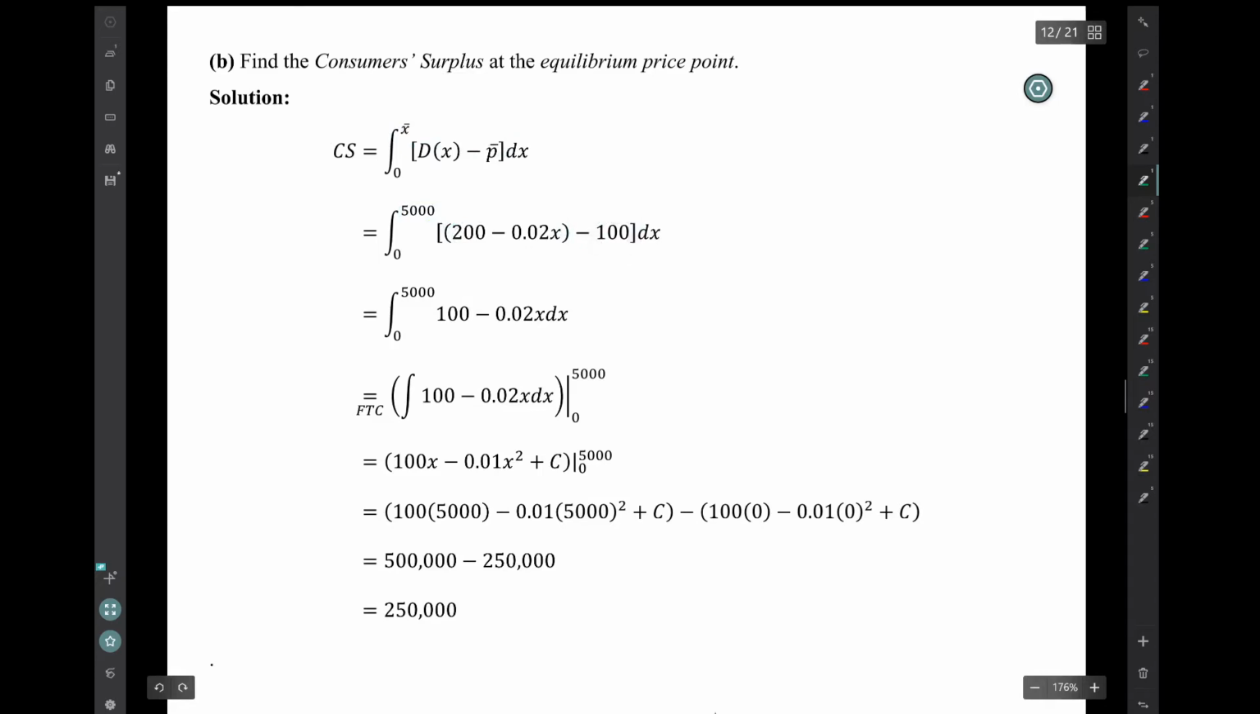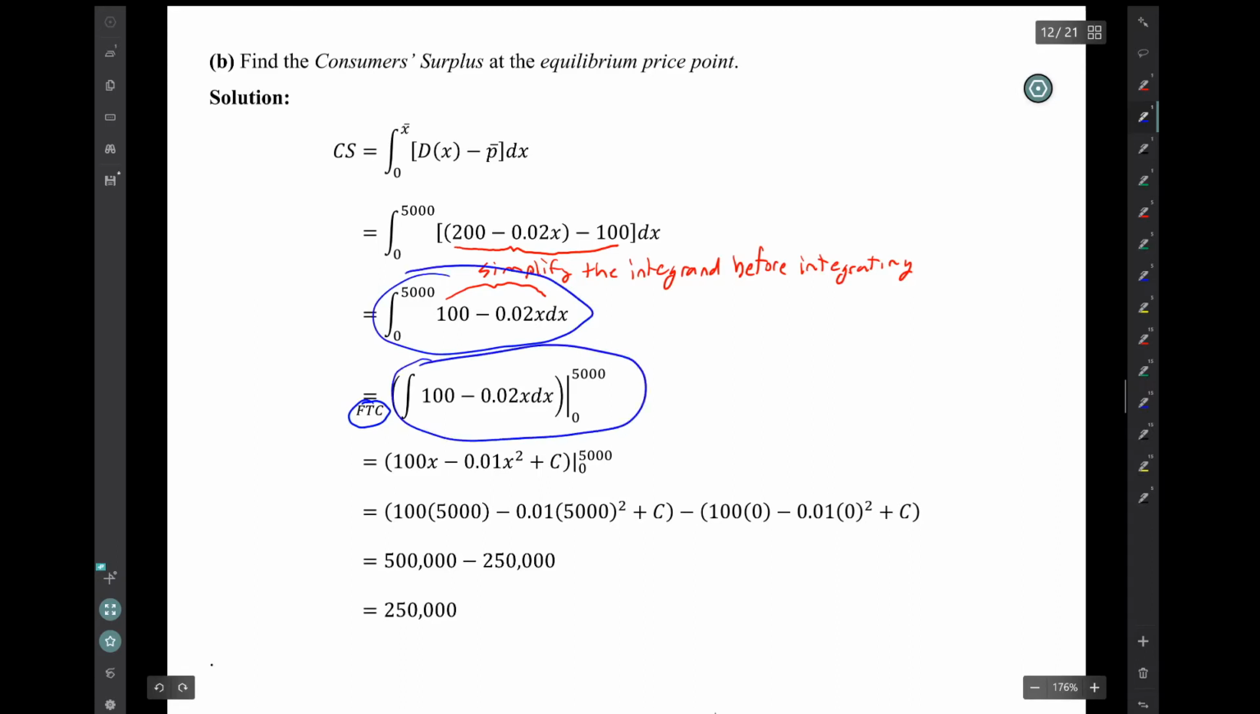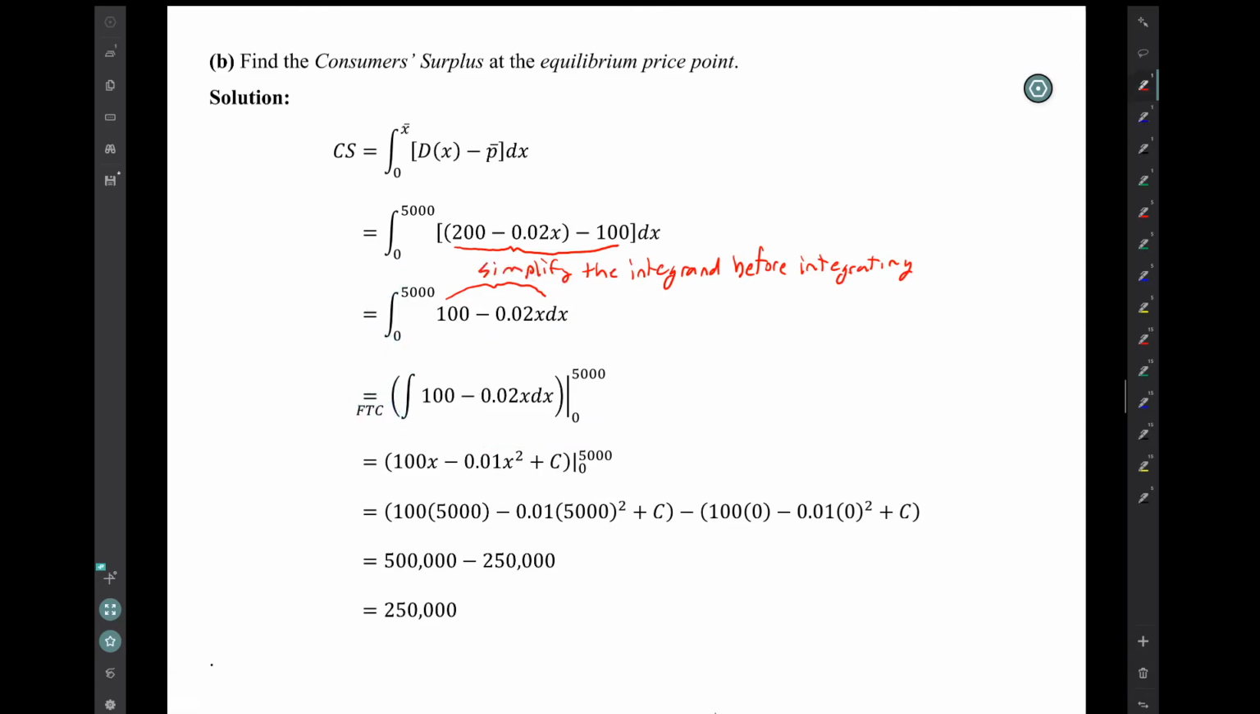First thing we do is we simplify the integrand before integrating. Then we do the usual stuff. We use the fundamental theorem of calculus to tell us that we can replace this definite integral with this calculation involving an indefinite integral. The indefinite integral result has a constant of integration, which gets canceled in the first subtraction step, and the rest is just careful arithmetic involving substituting in these x values, x equals 0, x equals 5,000, and being very careful about the arithmetic. And the result is that the consumer surplus is $250,000.